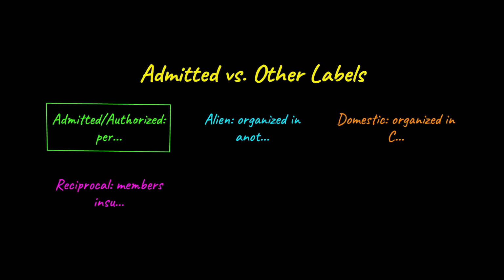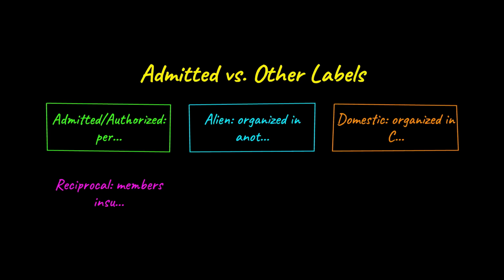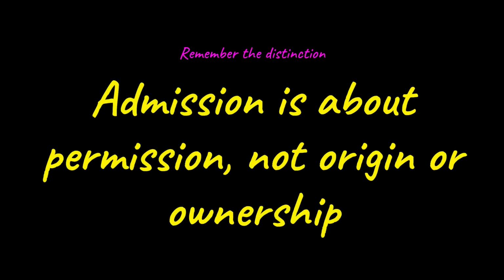The exam loves to mix these up, so keep the axes separate. Alien and domestic describe where an insurer was organized. Reciprocal describes an ownership structure. And only admitted or authorized describes permission to transact in California. Admitted status matters to policyholders too, since it ties the insurer into the state's guarantee association safety net if it becomes insolvent. Keep this straight. Admission is about authorization, a separate question from where an insurer came from or how it's owned.